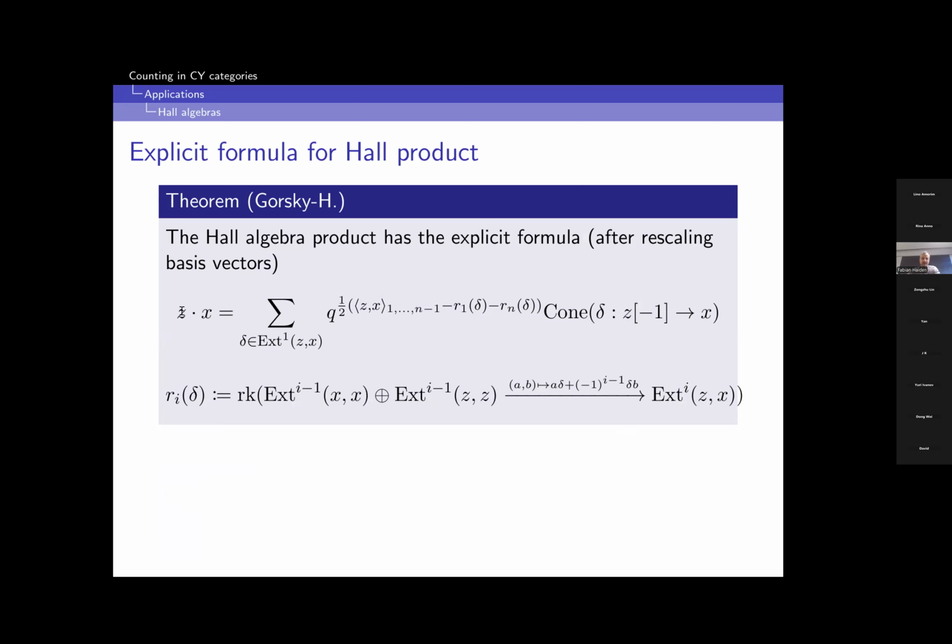I mean, the basic formula to take the product is the sum over extensions, but the question is what precisely should be this power of Q? And that's some formula which involves the rank of some maps on Ext groups. It simplifies a bit if n is equal to 1, particularly if the thing is Z2 graded, then n is the dimension, the Calabi-Yau dimension.